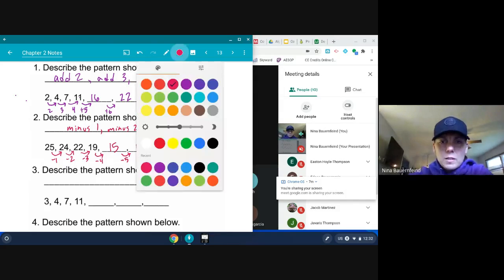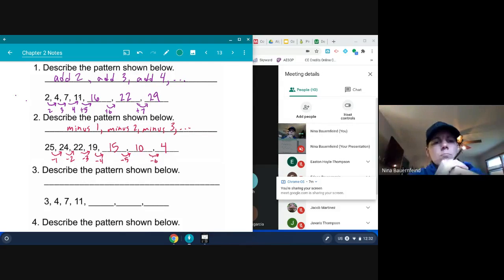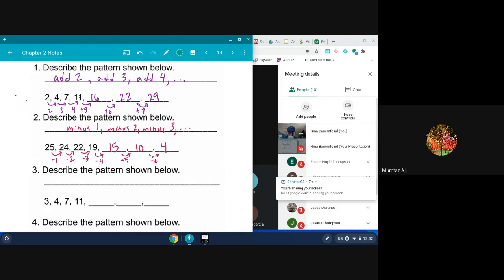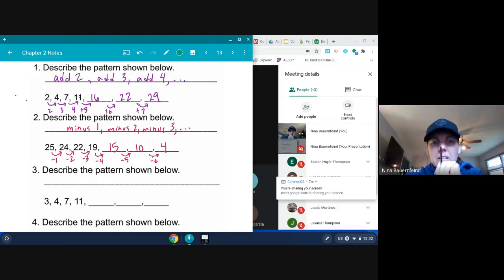So this next one, is this going up or down? It's going up. So here's what I like to check. I always like to check if there's a plus pattern, like there was up here. So what I would check first is 3 to 4, that's up 1. 4 to 7, that's up 3. 7 to 11, that's up 4. So that one's not super clear.